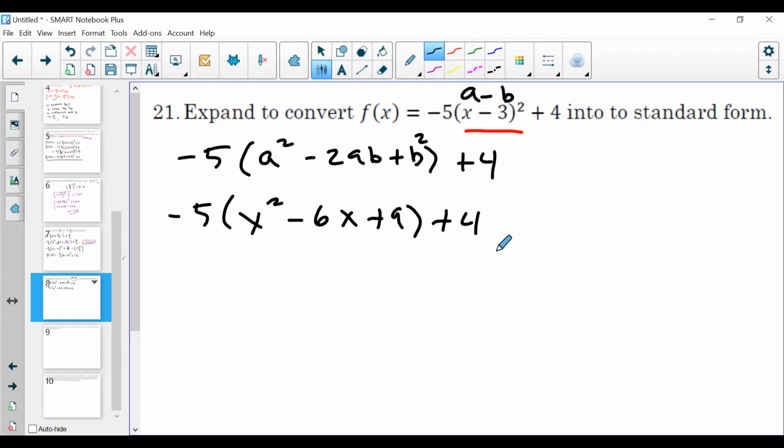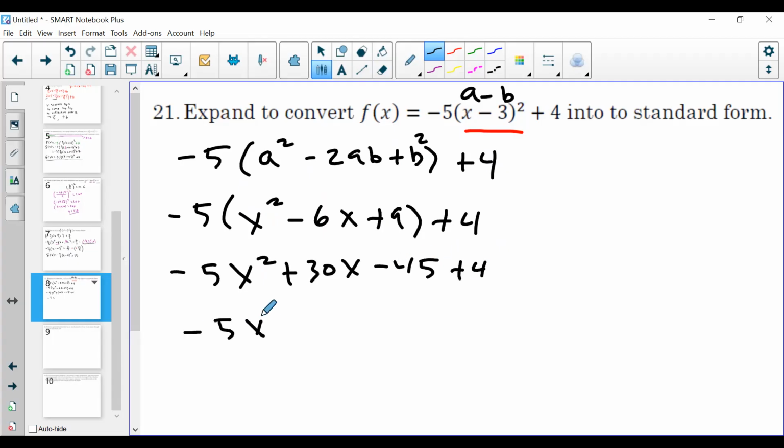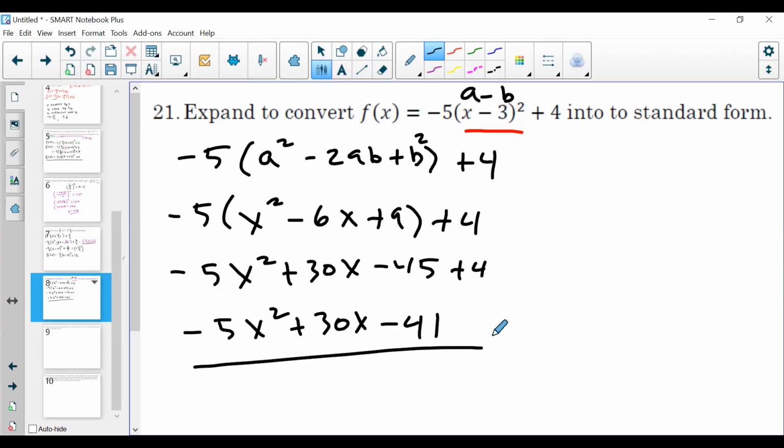Or you could just do the box method, whatever you want. You just have to figure out what x minus 3 squared is. Distribute this negative 5 in: negative 5x squared plus 30x minus 45 plus 4, or negative 5x squared plus 30x minus 41. And that's going to be your final answer.